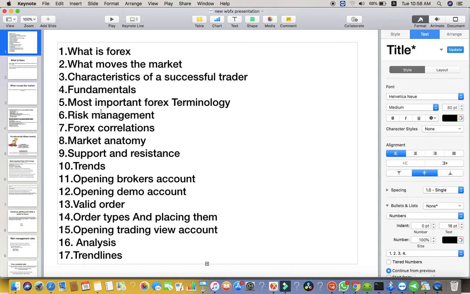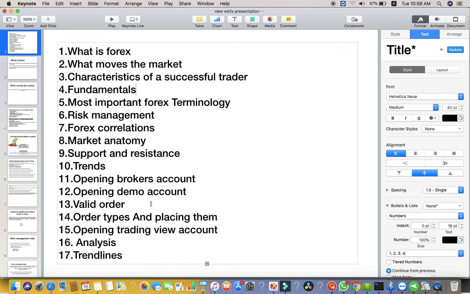Because every business has some amount of risk, we'll tell you how to manage risk. And then correlations, market anatomy, support and resistance, which is otherwise called demand and supply. We talk about trends. We talk about opening a broker's account, that's opening a demo account. That's a practice account you can use to try out the strategy we are going to be teaching.